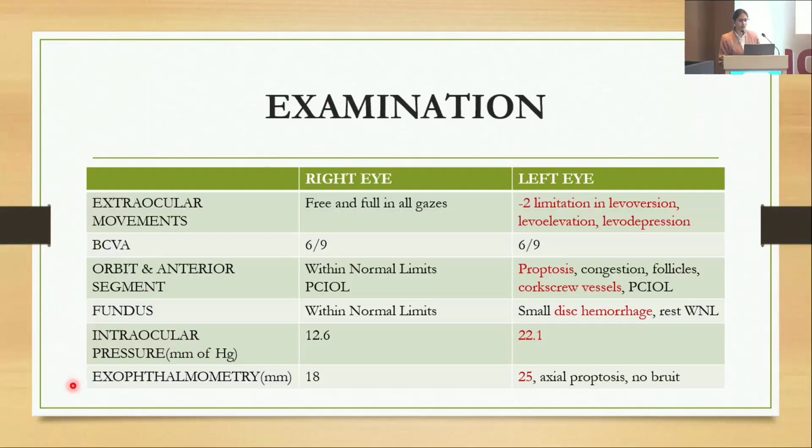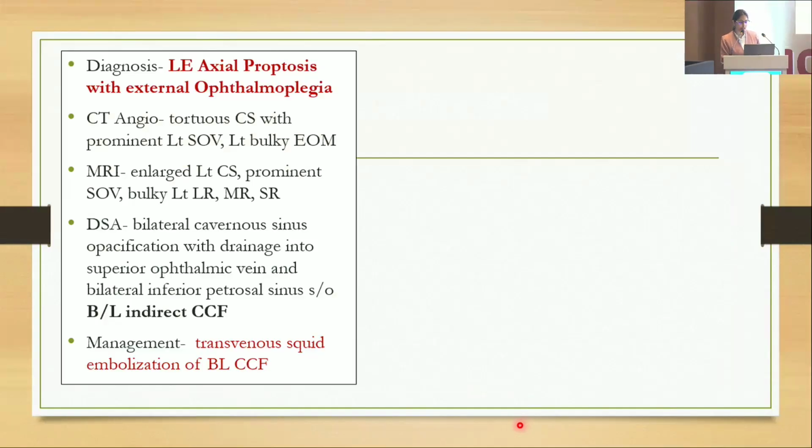So on examination, the right eye was within normal limits and the left eye showed some degree of ophthalmoplegia, proptosis, dilated tortuous conjunctival corkscrew vessels, and in the fundus there was a small hemorrhage near the optic disc. The intraocular pressure was also elevated and the exophthalmometry showed 25 millimeters, confirming the proptosis. So we diagnosed this case as a case of left eye axial proptosis with external ophthalmoplegia, and we sent the patient for imaging on suspicion of CCF.